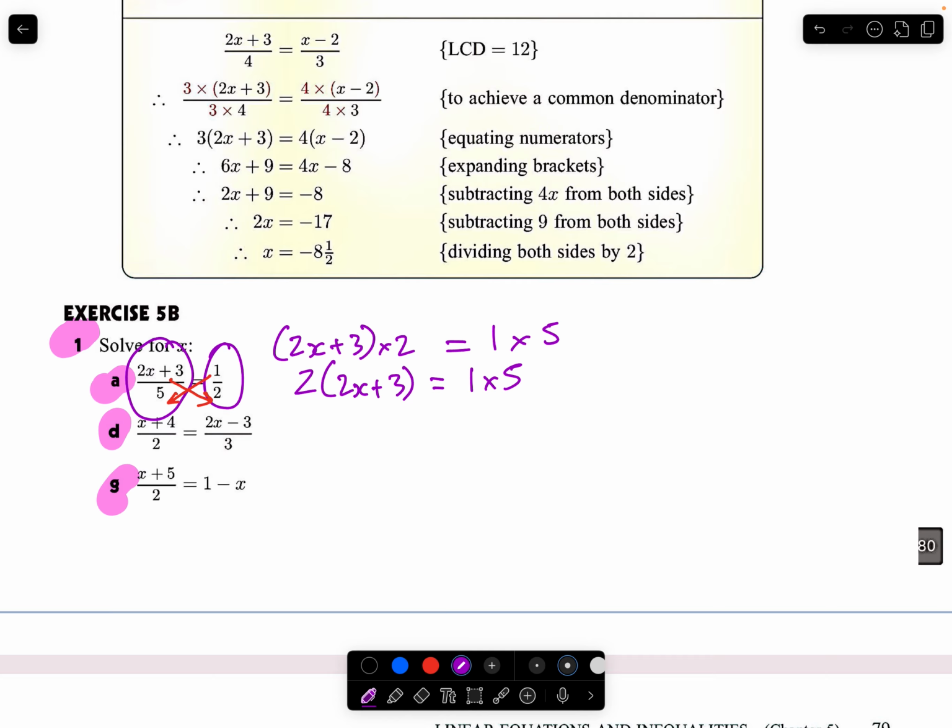If I do 1 times 2 times 3, what's the answer? The answer is 6. If I do 2 times 1 times 3, what's the answer? 2 times 1 is 2, times 3 is 6. What did I just show you? It doesn't matter what order the numbers are in when you're multiplying, you get the same answer.